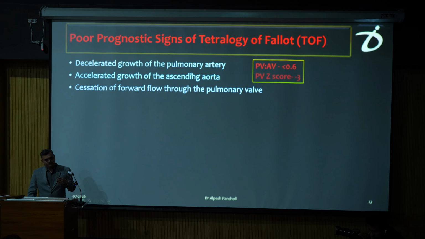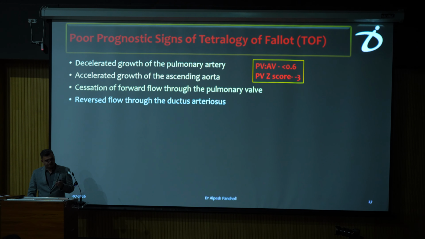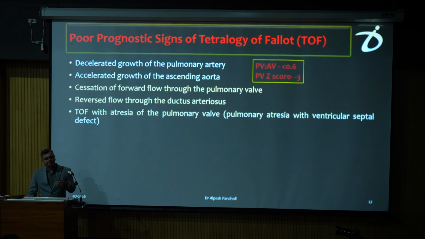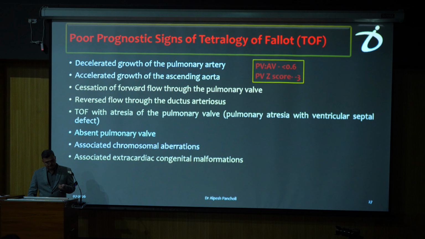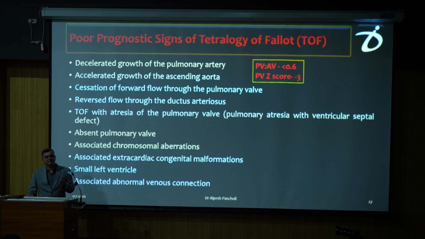If there is a cessation of forward flow through the pulmonary valve, initially it was there but now it has stopped, that is also a poor prognostic sign. If there is a reversal of flow through the ductus arteriosus, if there is TOF with pulmonary valve atresia or TOF with absent pulmonary valve, if there are associated chromosomal problems, associated extracardiac congenital malformation, if there is left ventricle, and if there is an abnormal venous connection. These are all poor prognostic signs in Tetralogy of Fallot.